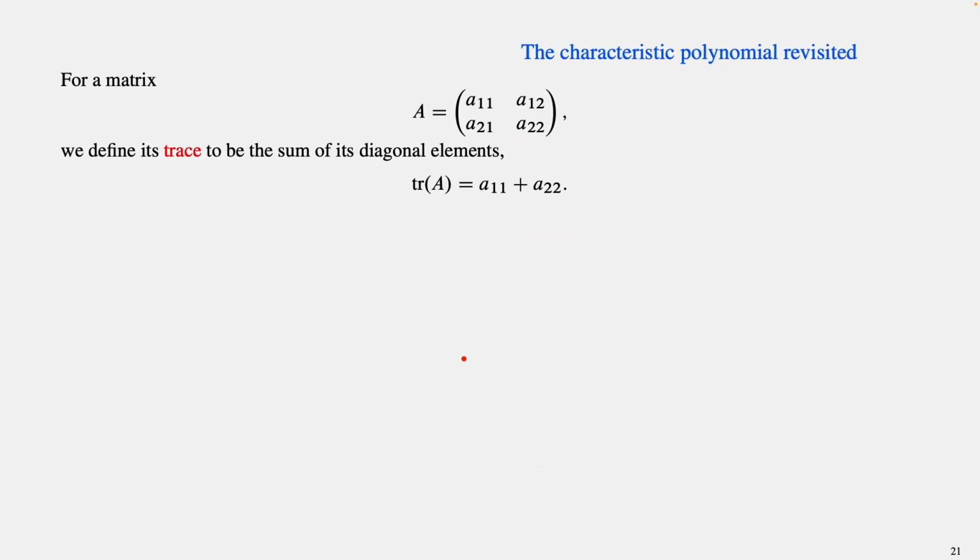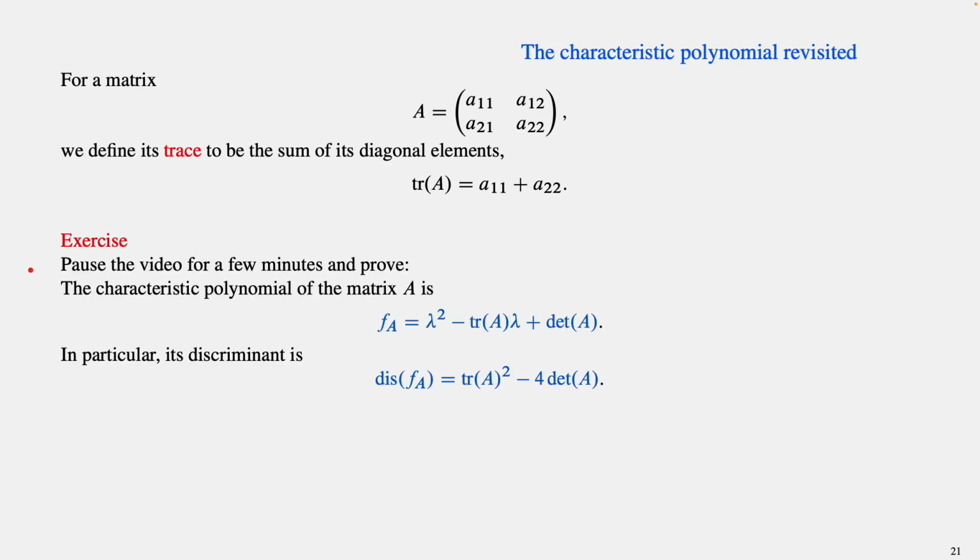Now let's get back to the characteristic polynomial of a matrix. First we introduce the trace of a matrix, and this is something very simple. It's just the sum of its diagonal elements. So the trace of this matrix A here is just A11 plus A22. As an exercise for you, I ask you to prove that the characteristic polynomial of this matrix A, f_A, is equal to lambda squared minus the trace of A times lambda, so minus this times lambda, plus the determinant of A.